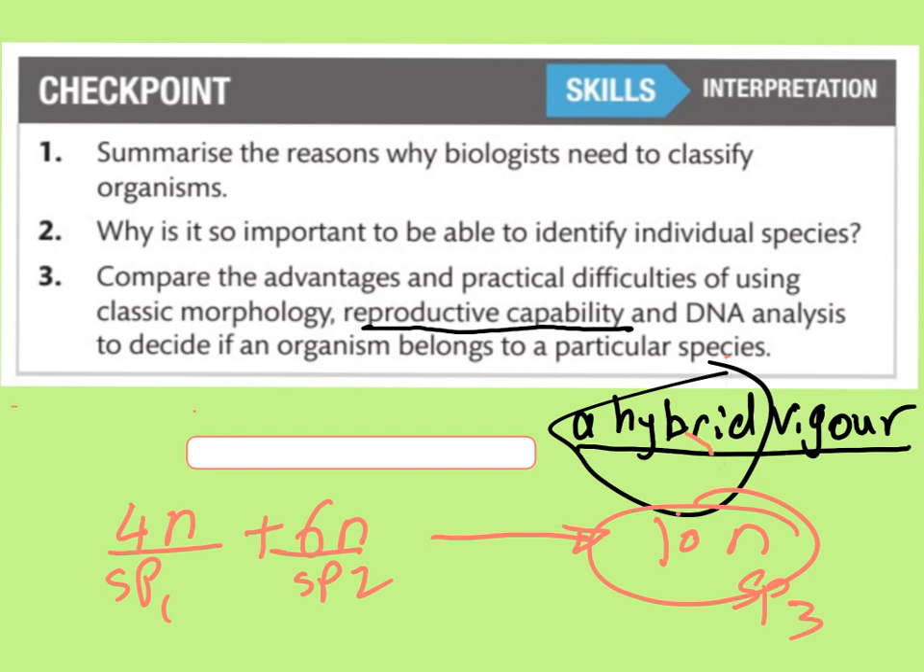This is also a point. So the third point is DNA analysis. What is the benefit and what is also the difficulty of the DNA analysis? We mean the molecular phylogeny.